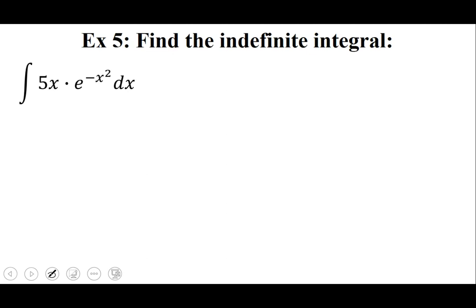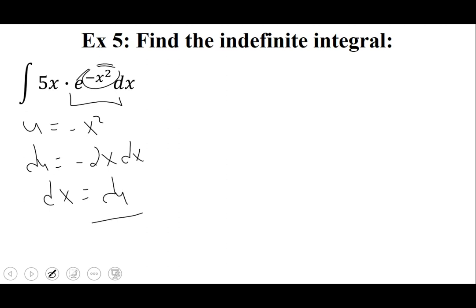Here, if you are trying to identify u, so long as there is an e to the something, you're going to assume that that is the more complicated thing, certainly compared to 5x. And then you're going to choose what's inside the function up in the exponent. So that's going to be our u, negative x squared. That would mean that du would be equal to negative 2x dx, which would mean that dx is equal to du over negative 2x.